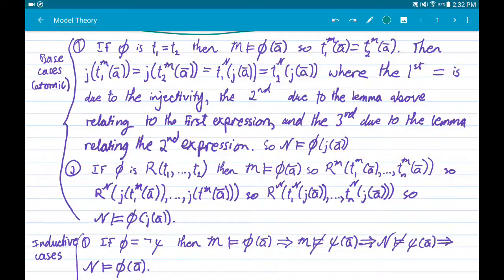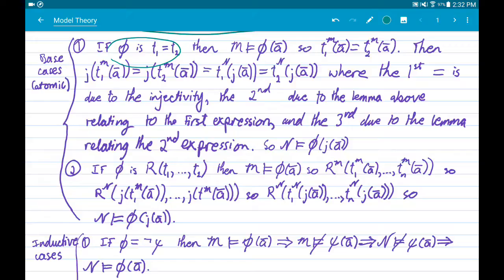So now we get into the proof. We've done the lemma above, and getting back to the main theorem, we divide it into cases. The base cases are for atomic sentences. The first sort of atomic sentence is where our sentence phi is the equation of some two terms, and we suppose that the structure M satisfies phi with arguments a bar.